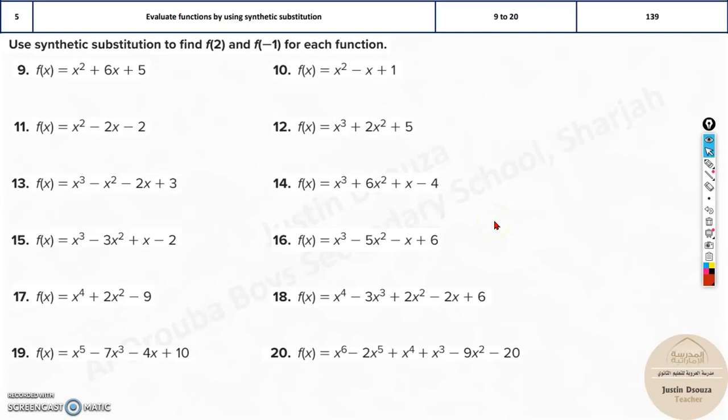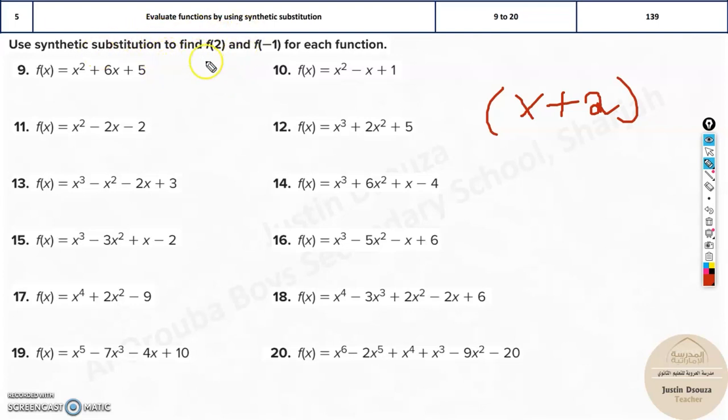The fifth topic is synthetic substitution. It's similar to division, but it's much simpler. We will come across synthetic division at a future stage, where it's a particular method to divide polynomials by a binomial, only if there is a binomial. A binomial is like x plus 2 or x minus 2. If you're dividing a polynomial by this, then it's possible to do synthetic substitution. Over here, you do not need to do that for now. All you need to see is what they have given.